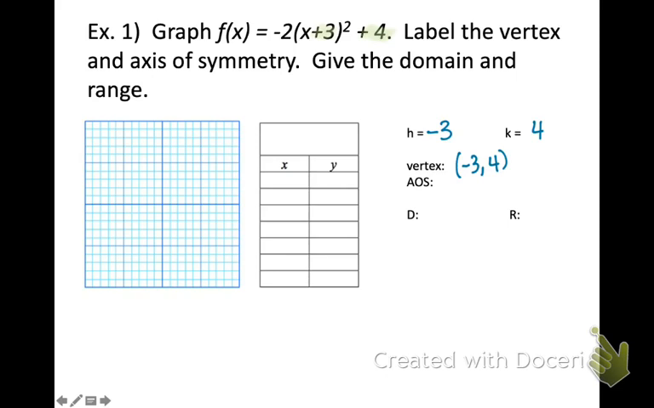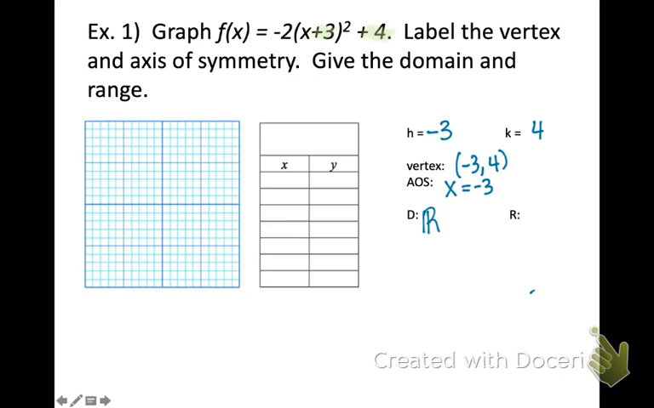Next, our axis of symmetry we know is the equation x equals h. So it's just going to be x equals -3. I'll show you what that looks like graphically once we get to the graph. Our domain is pretty simple. It is always going to be all real numbers anytime we're dealing with quadratics.